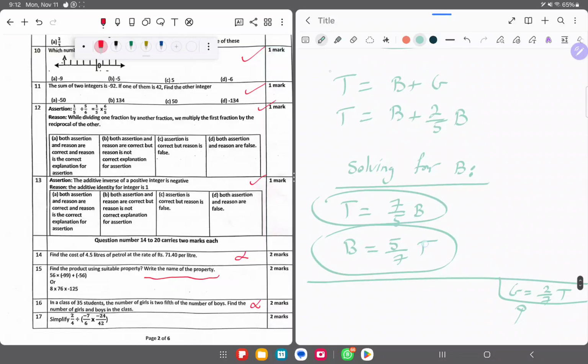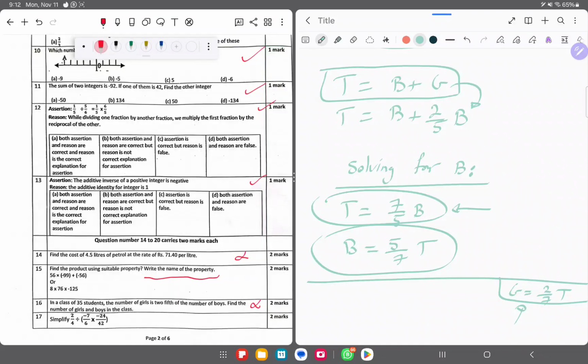Okay, so T, the total number of students, is equal to the boys and the girls. Now, when we knew that the girls is 2/5 the boys, I got the total is equal to 7/5 the boys. Now, when I was putting T, 7 over 5 for the boys, I put it over here, solving for B.